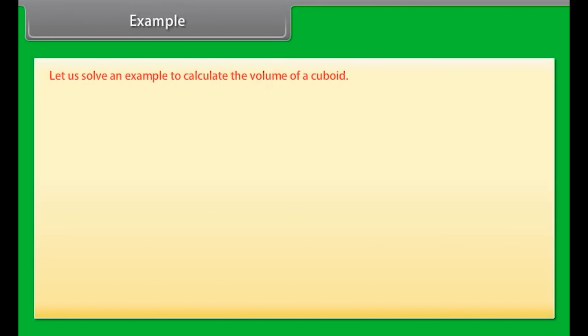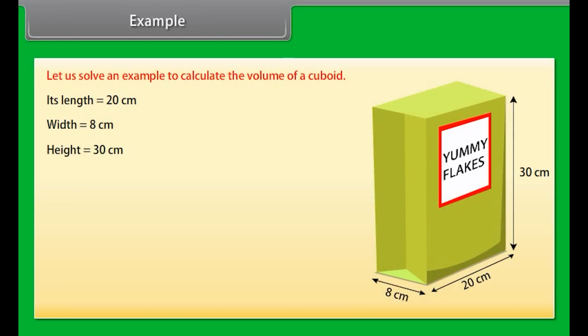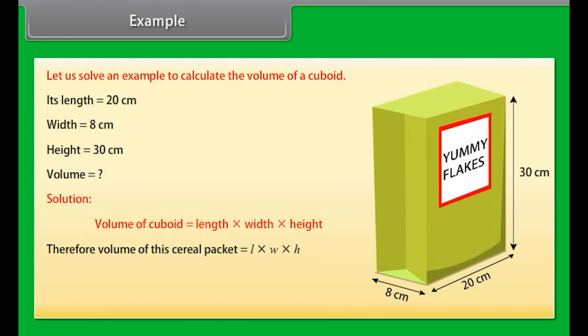Example. Let us solve an example to calculate the volume of a cuboid. Look at this cereal packet. Its length is 20 cm, width is 8 cm, and height is 30 cm. We have to find its volume. We know that the volume of a cuboid is length into width into height. Therefore, the volume of this cereal packet is equal to L into W into H, which is equal to 20 into 8 into 30, and this is equal to 4,800 centimeter cube.